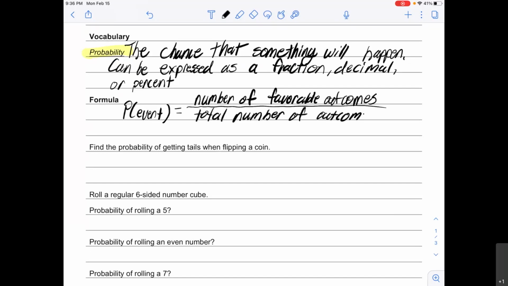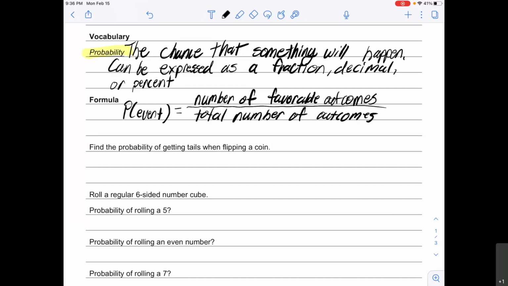The outcomes are just the possible things that could happen. The favorable ones are the ones that we want to happen, the thing that we are looking for, hoping will happen. Once we have it written as a fraction, we can obviously get it as a decimal and a percent as well.